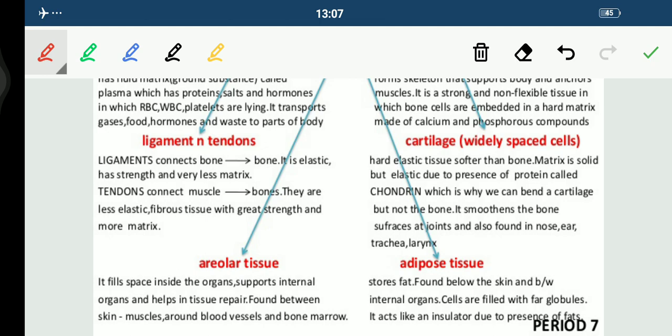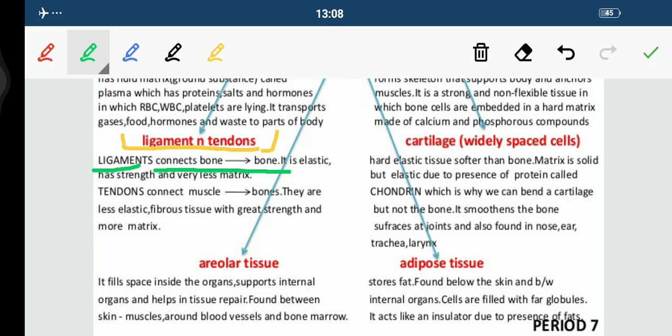Talking about the ligament and tendon, a very important question, students. What exactly is the meaning of ligament and tendon? So here the ligament connects bone to bone. Fine. It is elastic. It has strength and very little matrix. It is elastic in nature because it connects bone to bone. So when it is connecting from bone to bone, it needs to be elastic, right?